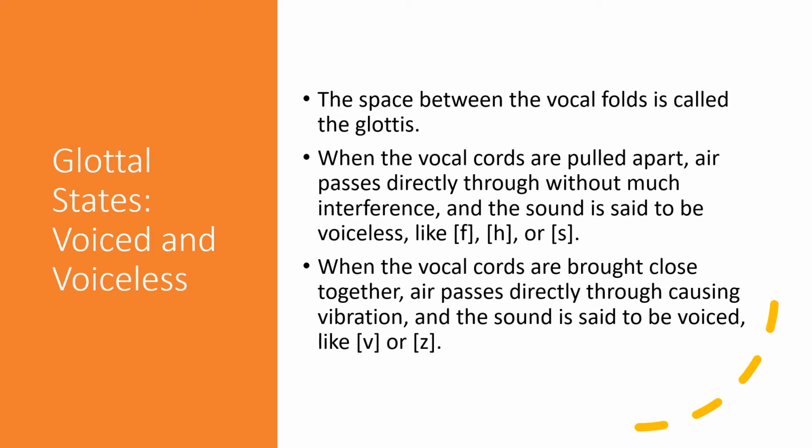When the vocal cords are pulled apart, air passes directly through without much interference, and the sound is said to be voiceless. So think about sounds like f or s. You notice how it kind of sounds whispery? Well, that's voiceless. When the vocal cords are brought close together, air passing through causes vibration, and that sound is said to be voiced, like v or z. So I want you to, on your own, while you're looking at this, actually make these sounds. One of the best ways to understand phonetics is to make yourself make these sounds. I know it feels silly doing it, especially by yourself looking at a book, but it can be very helpful to help you hear the difference between different sounds.